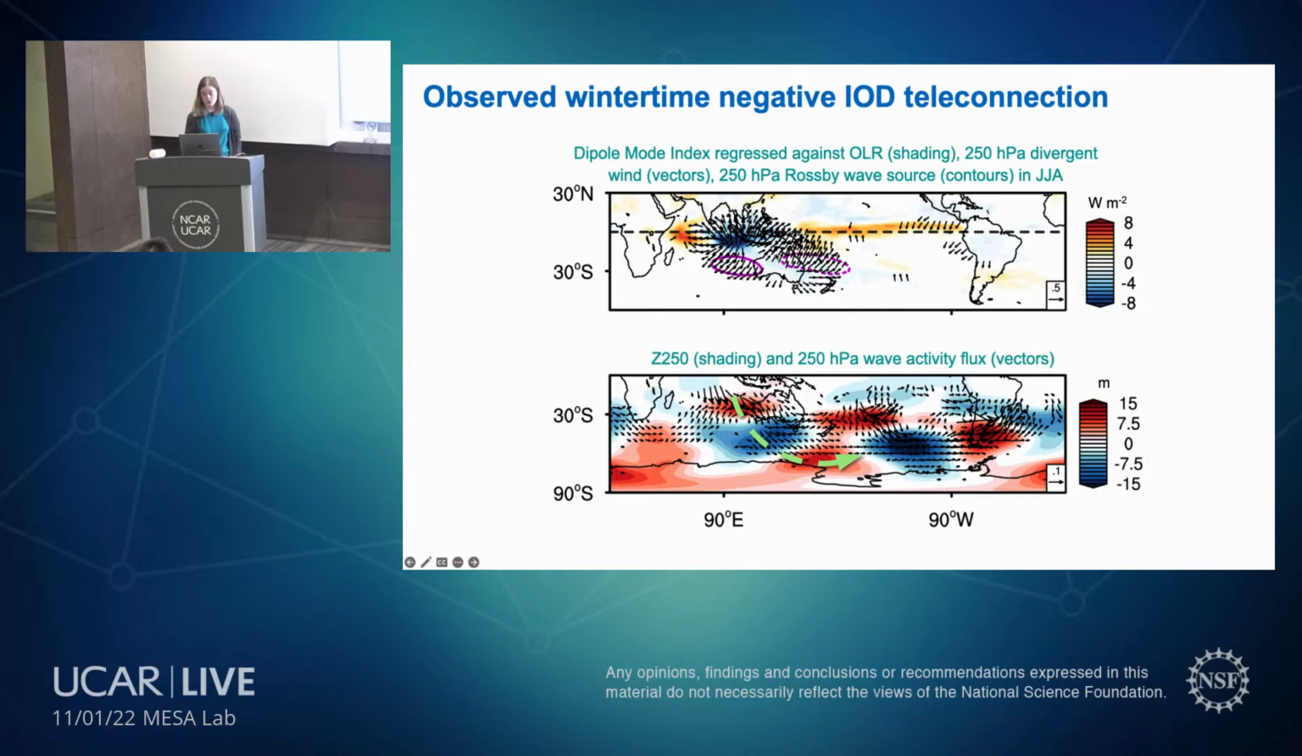And so what we see, this is showing the negative IOD teleconnection, so we see this increased convection, these negative OLR anomalies over the eastern Indian Ocean, shown by the shading. And this leads to strong divergent outflow, shown by these vectors, towards the southern hemisphere extratropics, where when it encounters this subtropical westerly jet, it promotes the establishment of a Rossby wave source, which is shown here by this solid magenta contour. And as a result, this then triggers a poleward and eastward propagating wave train, similar to that schematic that I showed at the beginning.